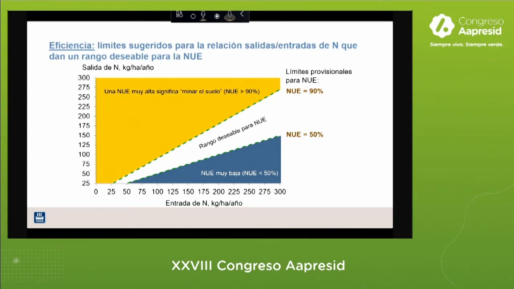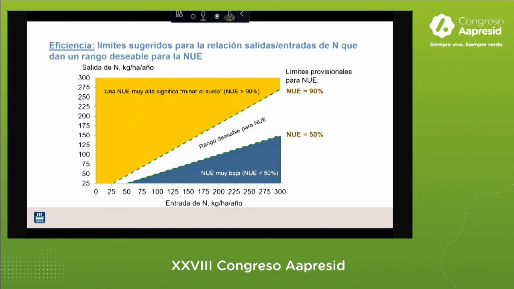And 50% means that half of the nitrogen that has been applied is taken up and removed with the harvest, but half of it stays in the field and is in principle available for losses, for example, to the water or to the air. And that's a very low nitrogen use efficiency. And then the upper line is the 90% line, and that's very high. That means that almost all of the nitrogen that has been applied is also removed with the harvest.